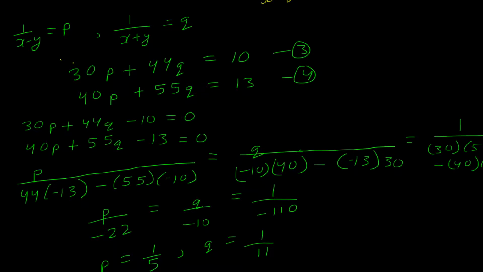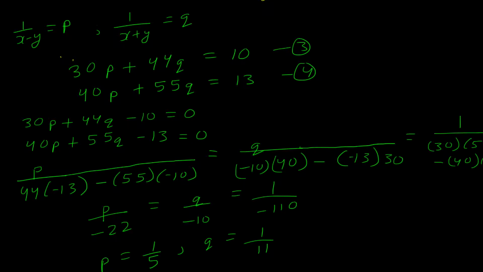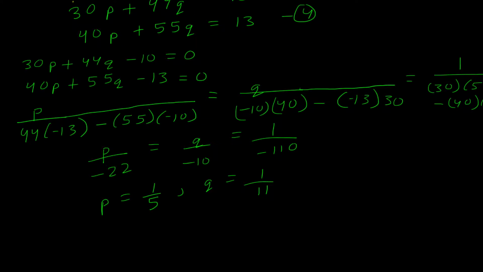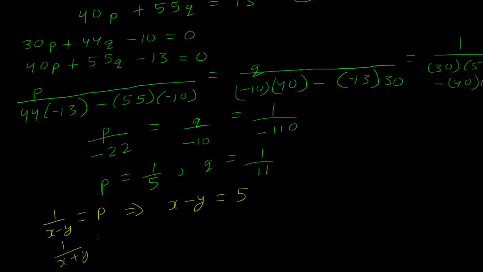We have 1 by x minus y as p, 1 by x plus y as q. So we have from above 1 by x minus y as p. Therefore, this implies x minus y is equal to 1 by p, which will be 5. Similarly, we have 1 by x plus y as q. Therefore, x plus y will be 1 by q, which is 11.